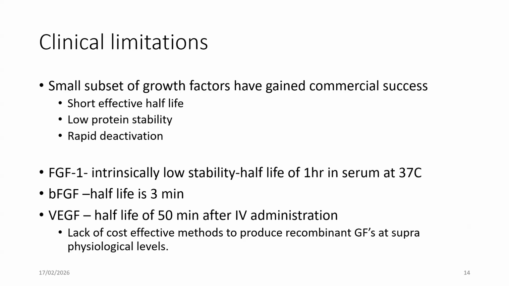So FGF1 is intrinsically of low stability, with a half-life of 1 hour in serum at 37 degrees centigrade. So if you plan on using fibroblast growth factor, do remember that it has low stability. The half-life is around 1 hour in serum. That means wherever you want it to function, within the first hour or an hour and a half it will do its job, and that should be done. Then comes beta FGF, which is divergent from FGF1. It has a half-life of 3 minutes, which is really short.